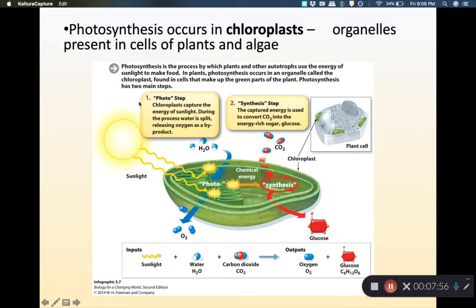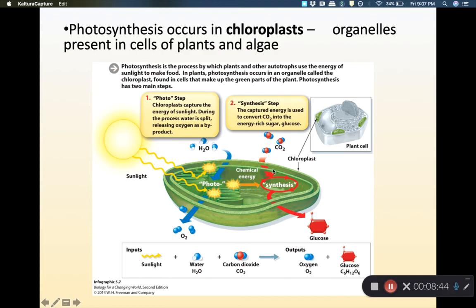The photo step is where we're using sunlight, and as the chemical reaction occurs, we're able to split water and create oxygen as a byproduct. The second part is the synthesis step. Now that we have this chemical energy that we've created, we're able to synthesize, using the captured energy to convert CO2 into the energy-rich sugar glucose. That's what we're talking about chemically with photosynthesis.